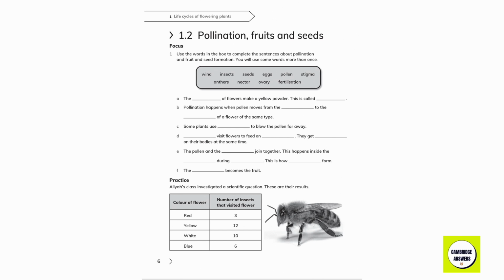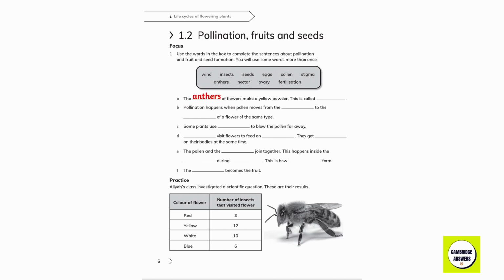Exercise 1.2, Pollination, Fruits and Seeds. Use the words in the box to complete the sentences about pollination and fruit and seed formation. You will use some words more than once. Wind, insects, seeds, eggs, pollen, stigma, anthers, nectar, ovary, fertilization.